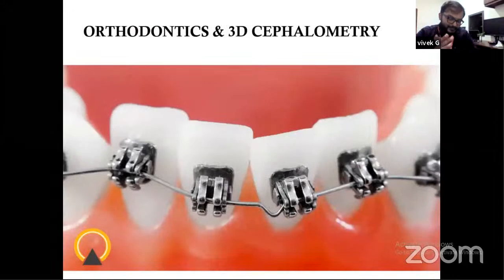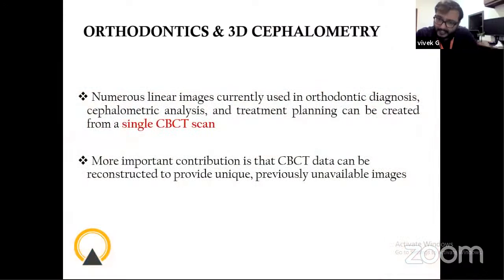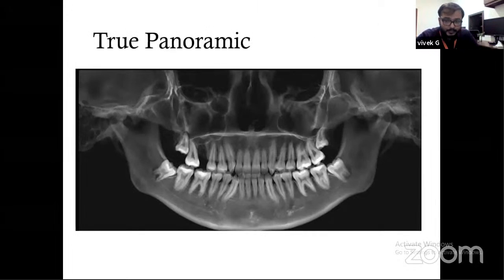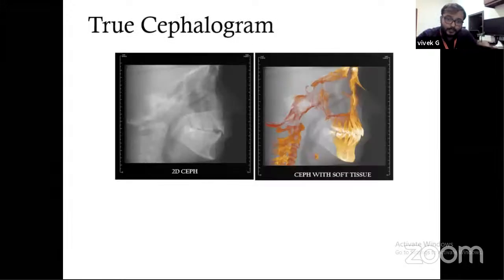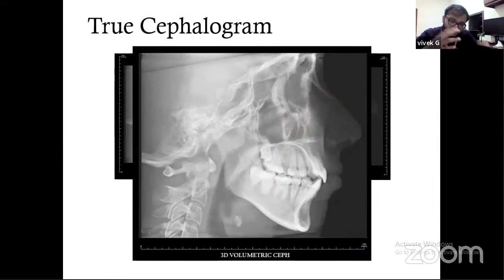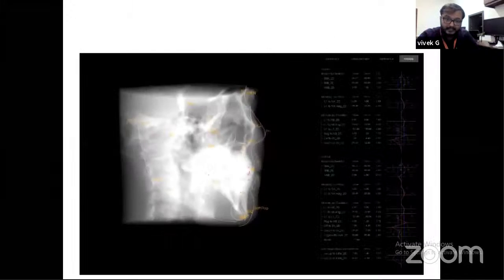Now, to the last of the topics, orthodontics. Again, we go for many radiographs like OPGs, lateral cephs, your APs, PAs, and all that. All this can be obtained with a single scan, a single CBCT exposure. You can get your true panoramic radiograph. You can get your true cephalograms in various colors and shapes with the help of the CBCT with a single exposure.